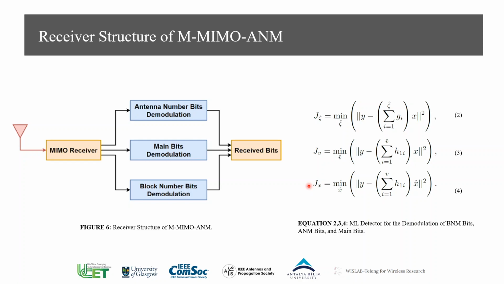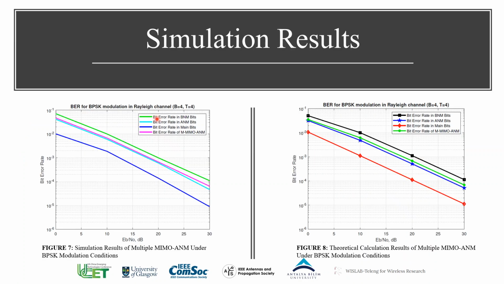And after that we can talk about our simulation results and theoretical calculations. In figure 7 you see our simulation results under the BPSK modulation conditions. The green line here represents the bit error rate in the block number bits, the light blue represents our bit error rate in the ANM bits, and the dark blue line represents the bit error rate in our main bits. And as their average, the pink line represents the bit error rate of the multiple MIMO-ANM scheme.